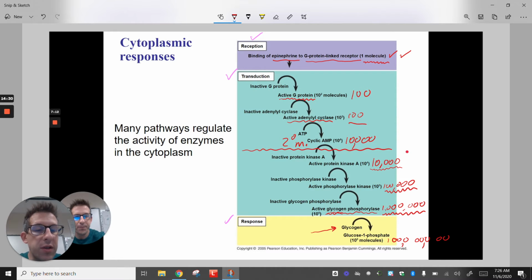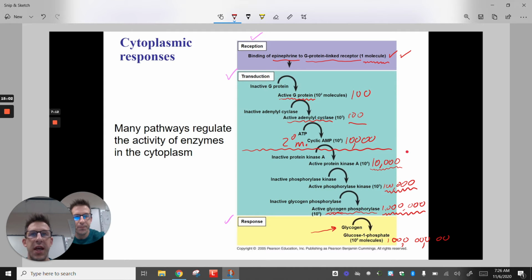100 million molecules of glucose 1-phosphate. Glucose 1-phosphate is a derivative of glucose. It is a molecule that your mitochondria can break down and give you massive amounts of ATP in a very, very short amount of time. So you now have 100 million molecules of a glucose derivative that will allow you to make massive amounts of energy.